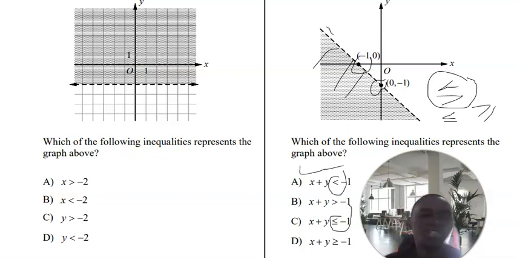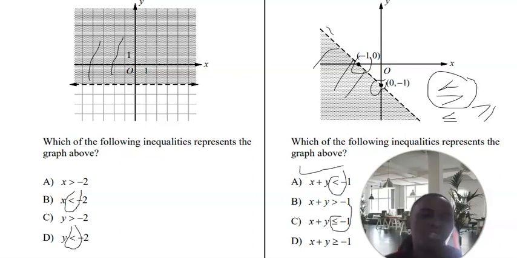All right, let's look at the next one on our left. Applying the same principle and inspecting this very well, you will notice that above the line is shaded. If above the line is shaded, what we have right here is definitely greater than, so I'm going to eliminate all the less than. So A and C are also correct, but A is x greater than minus 2, while C is y greater than minus 2.